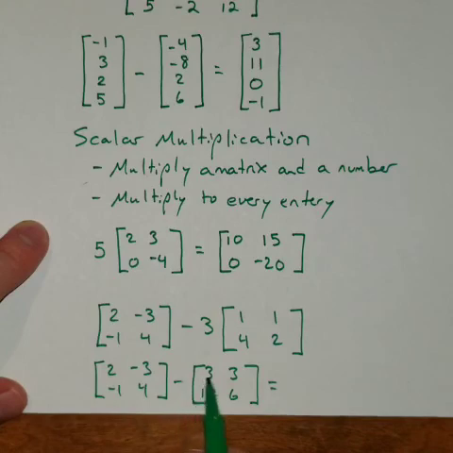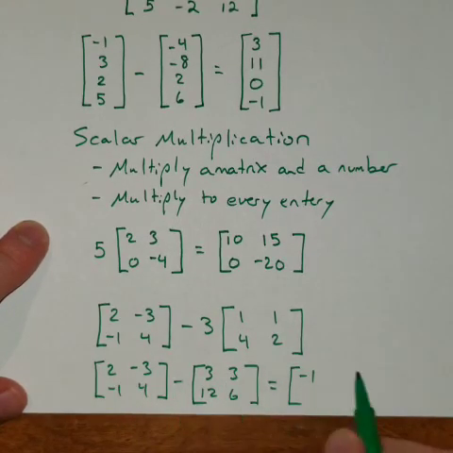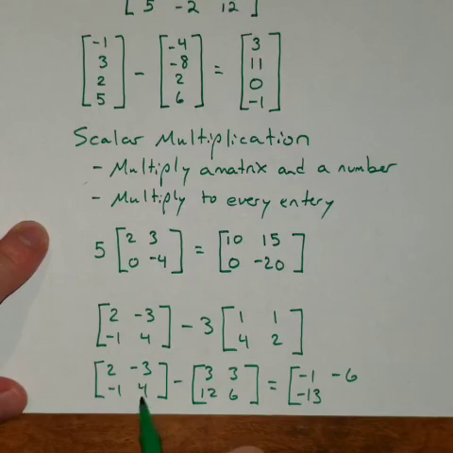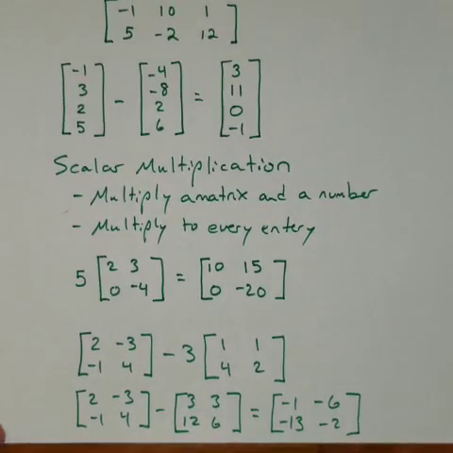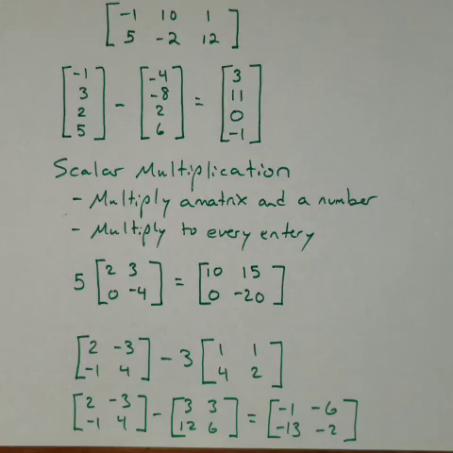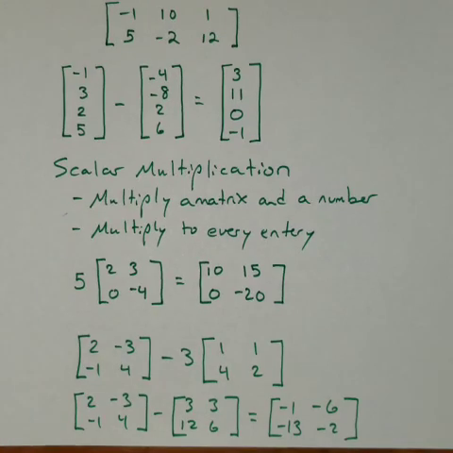So 2 minus 3 is negative 1. Negative 3 minus 3 is negative 6. Negative 1 minus 12 is negative 13, and 4 minus 6 is negative 2. Okay, so that should give us 3 new operations: adding, subtracting, and scalar multiplication.